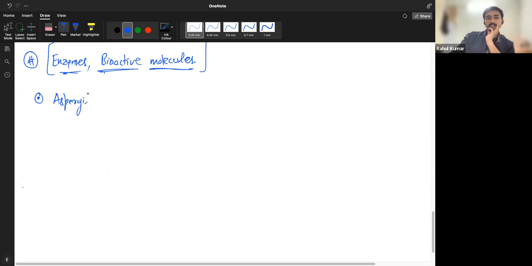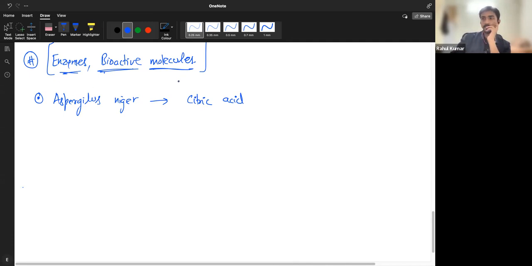So this one, Aspergillus niger, is a fungi. It is used to produce what? This is for citric acid. Where do we find citric acid normally? What is citric acid, people? Oranges. All the citrus fruits, orange, lime, lemon, mosambi, all the citrus family produce citric acid.